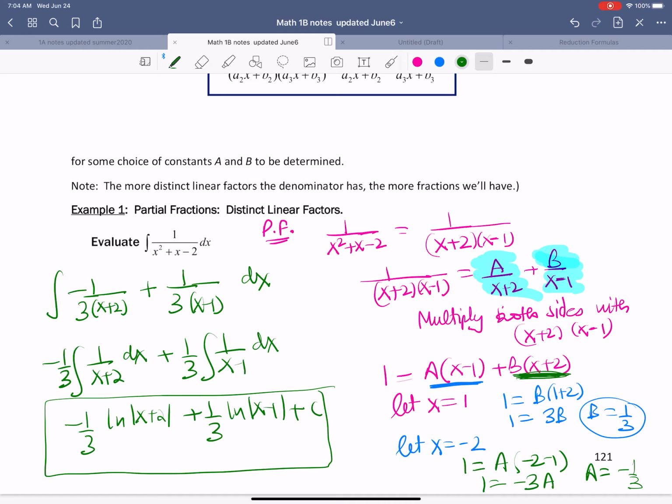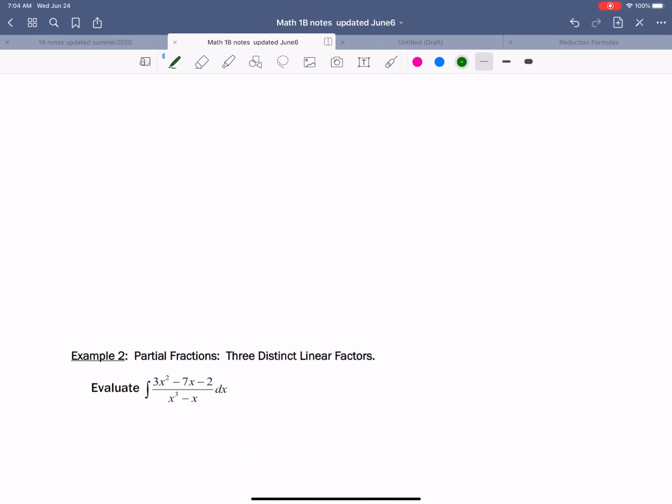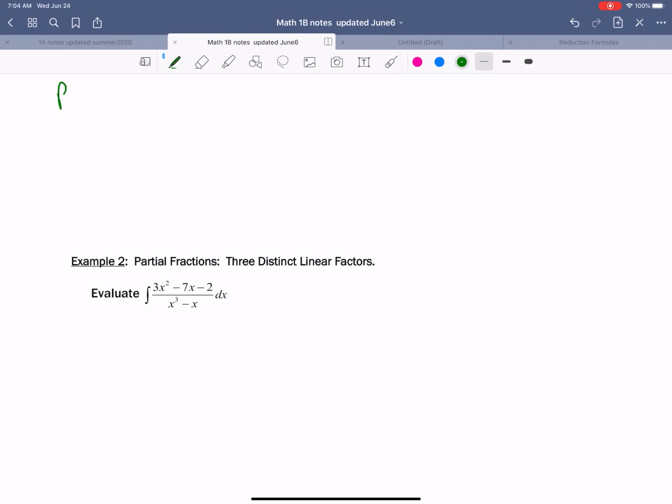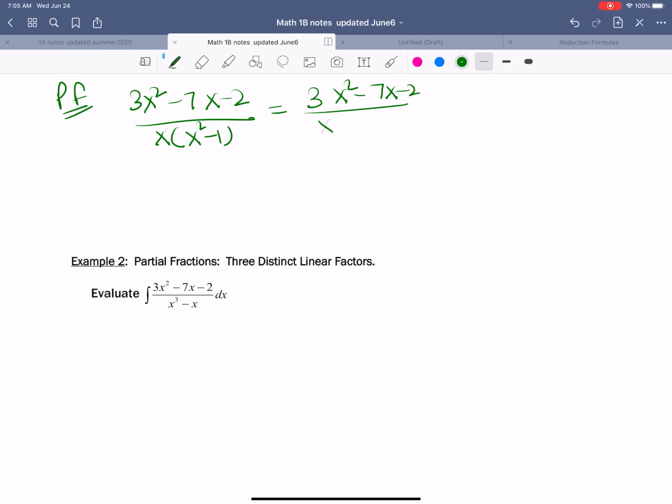Okay, let's check out another example, partial fractions where we have three distinct linear factors. First of all, I'm going to do the partial fraction decomposition over there on the top of the problem. Let's go ahead and factor the denominator. If I factor, I'm left with x squared minus 1, which is 3x squared minus 7x minus 2 over x times x plus 1 times x minus 1. Okay, and now when I set up, I have three distinct linear factors.